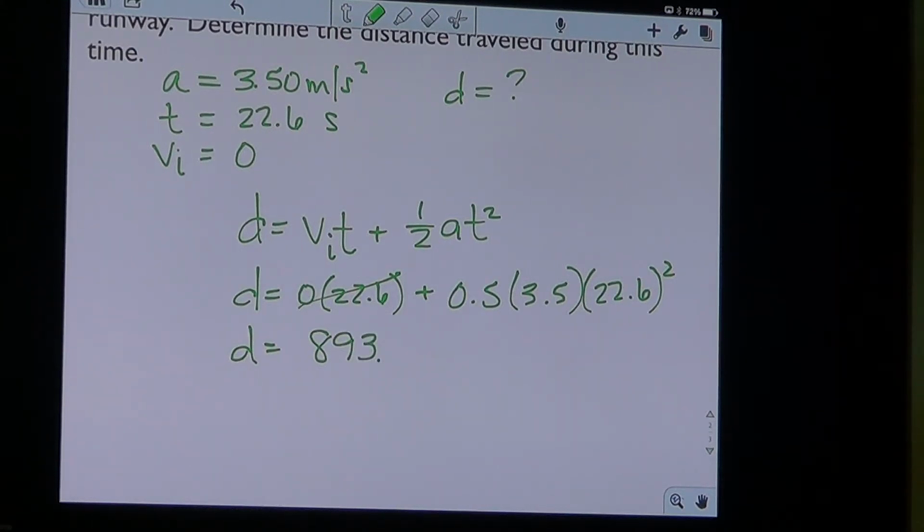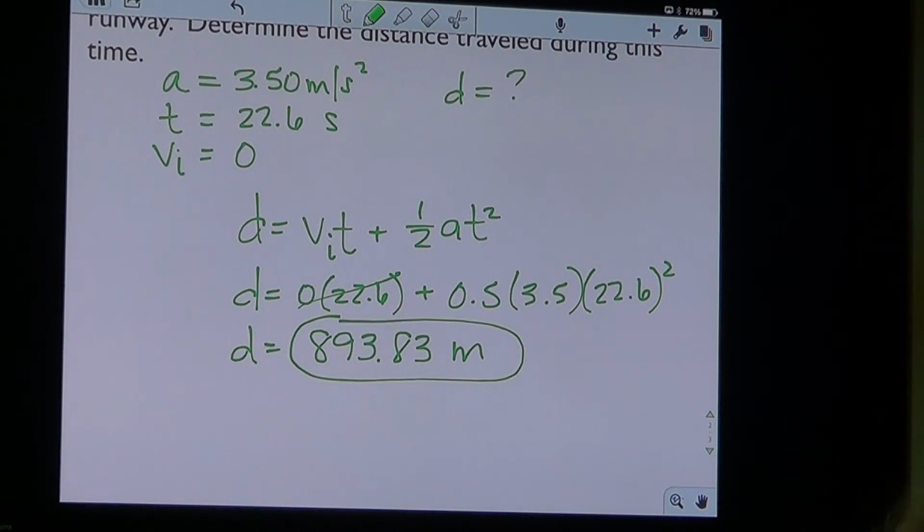Yes. How do we know that? Well, there are other measurements of distance. How do we know that in our case it's going to be meters? Because the acceleration is given in meters per second squared, right? If the acceleration is given in kilometers per hour, that's gonna change things, right? So we do need to be mindful of our units. So, 893.83 meters, and if you rounded that, that's fine, to 894.